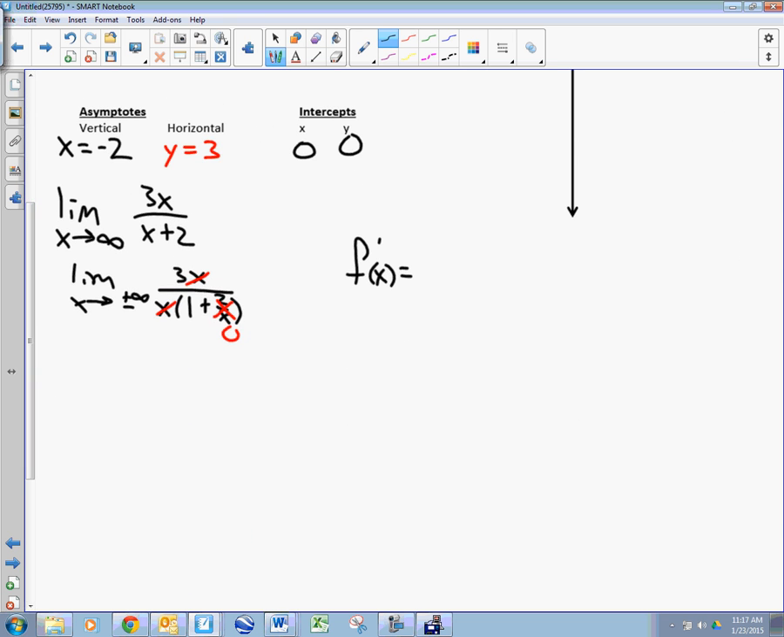What's the derivative of the top? Times x plus 2 minus the top, 3x, times what's the derivative of the bottom? 1. All divided by the bottom squared. So, look at the top. I'll get 3x minus 3x, and 3 times 2 is 6. That's the derivative.